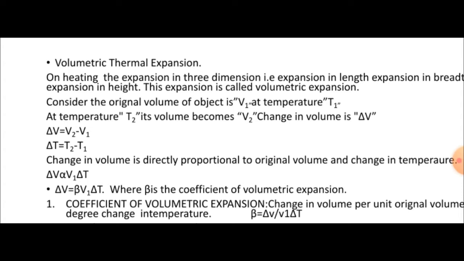If we consider a body of volume V1 at temperature T1, when its temperature is increased from T1 to T2, its volume will also increase from V1 to V2. Change in volume delta V is equal to V2 minus V1, final volume minus initial volume. Similarly, change in temperature delta T is equal to T2 minus T1. Change in volume is directly proportional to the original volume and change in temperature.